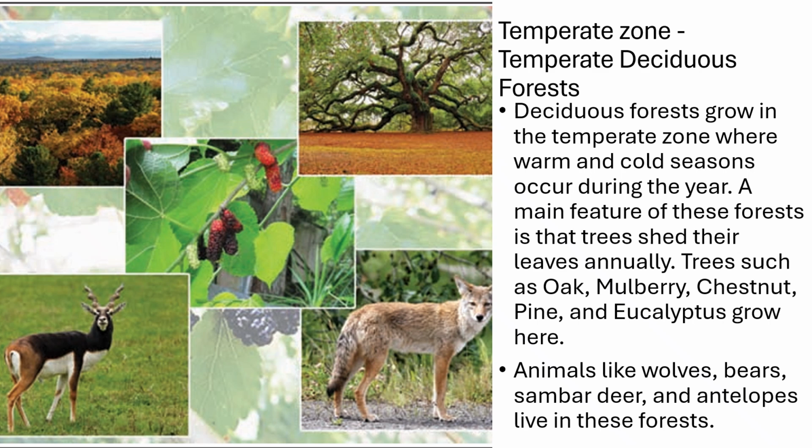Now we're going to talk about the temperate zone, which is also called deciduous forest. Practically, it's temperate deciduous forest. Deciduous forests grow in the temperate zone where warm and cold seasons occur during the year. A main feature of these forests is that trees shed their leaves annually. Trees such as oak, mulberry, chestnut, pine, and eucalyptus grow here. Animals like wolves, bears, sambar deer, and antelopes live in these forests.